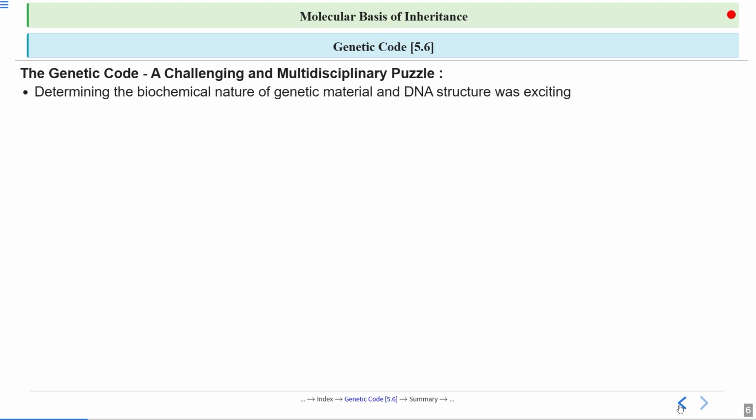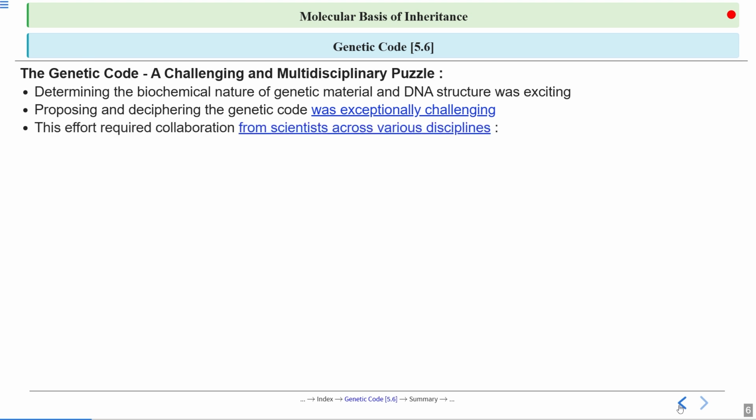So the genetic code, a challenging and multidisciplinary puzzle. What's the first point? Determining the biochemical nature of genetic material and DNA structure was exciting. Proposing and deciphering the genetic code was exceptionally challenging. This effort required collaboration from scientists across various disciplines, like physicists, organic chemists, biochemists, geneticists.